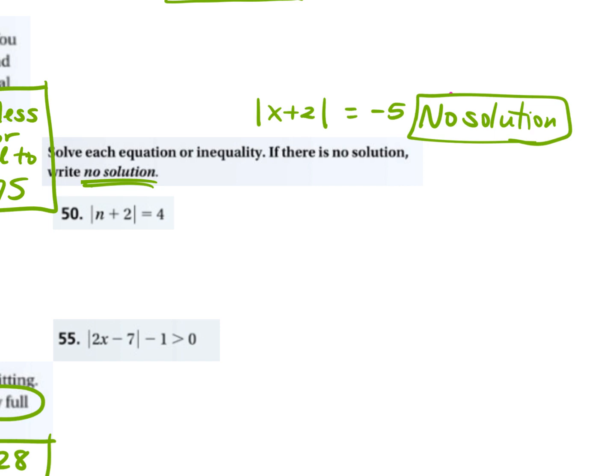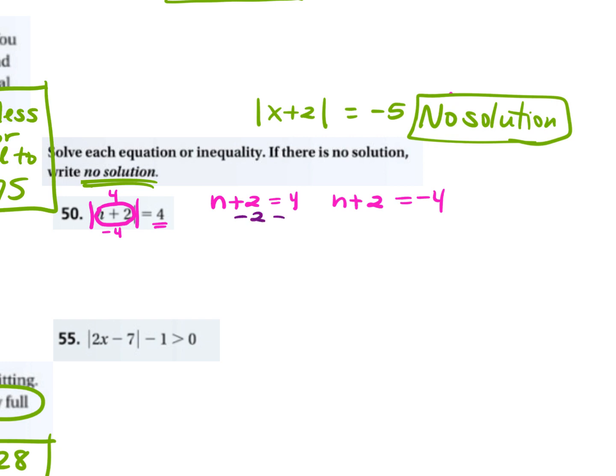All right, so number 50 here, you have the absolute value of n plus 2 equals 4. And remember, absolute value, so whatever's inside of this could equal a positive 4, or it could equal a -4, and you would still get a 4 over here, right? Because you're taking the absolute value of it. So that's why we write it as two equations. We say that n plus 2 inside could equal 4, but that n plus 2 inside could also equal -4. And then we just solve both of those.